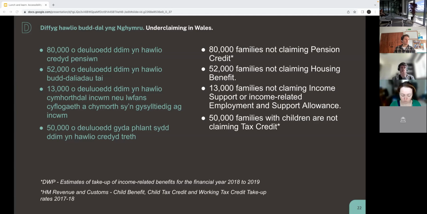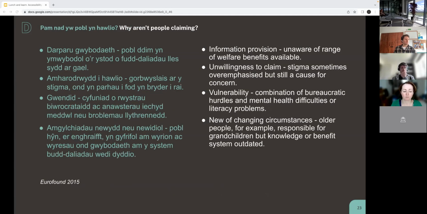Next slide, please. And the reason for those people not claiming what they need is, the top one there is information provision. People are unaware of what's available to them, and when they are aware, the information is very difficult to understand and very difficult to navigate. It's normally an overwhelming wave of information they have to process.